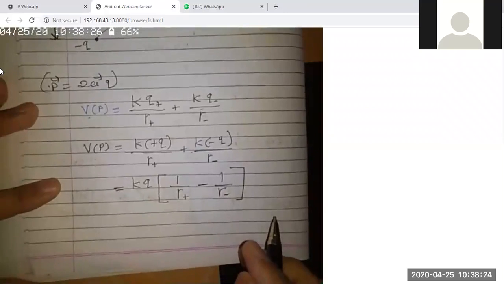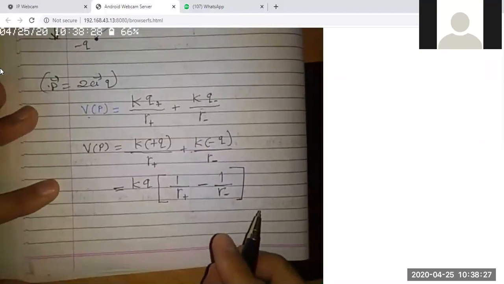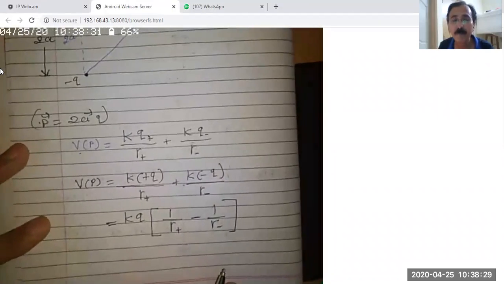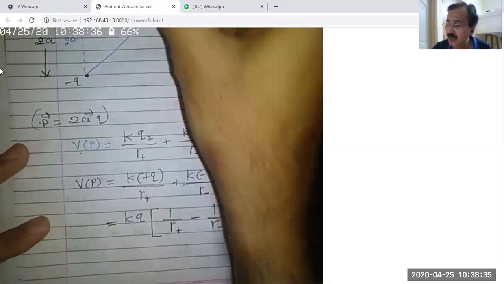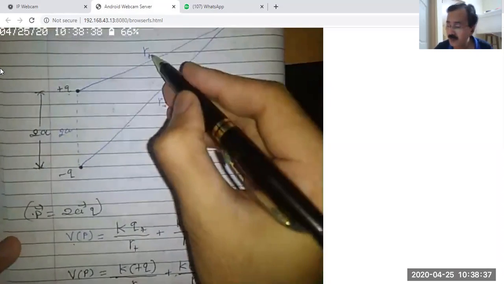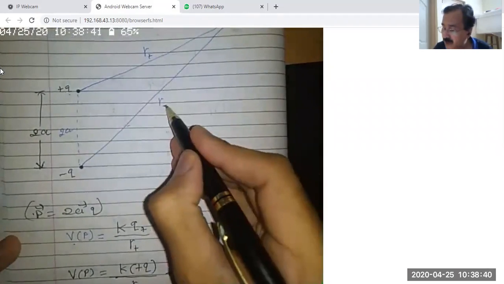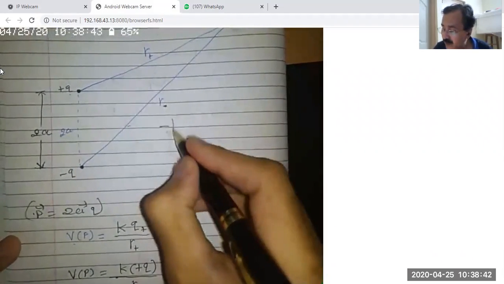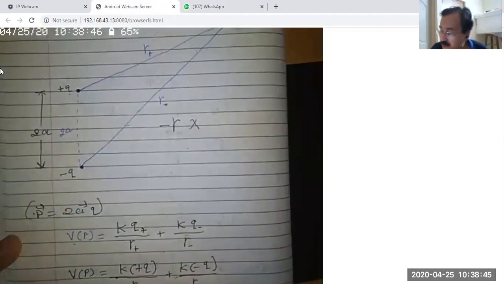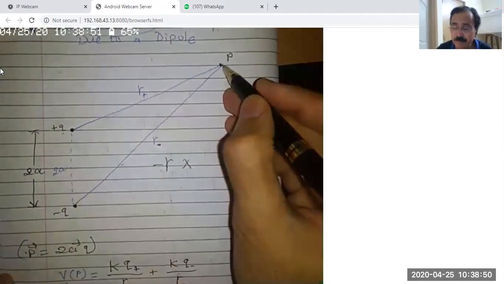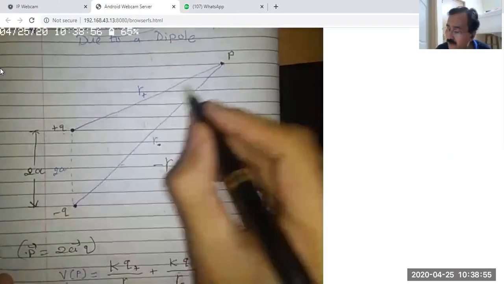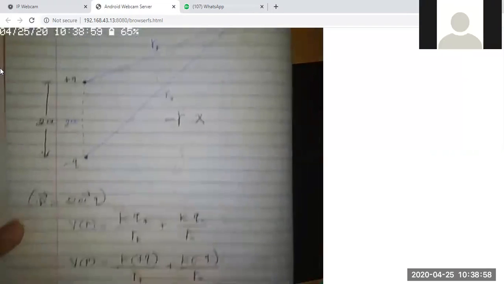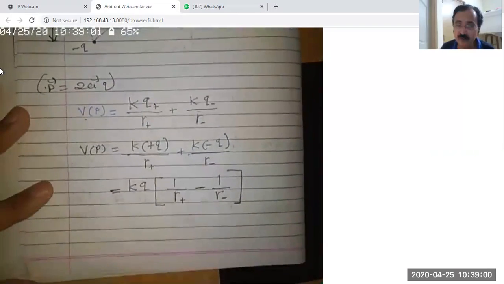Sir, both are minus, so won't it become positive? Which one is negative? R minus is also negative. R minus I'm only using to indicate the distance. I can write this as R1 and R2. So the minus sign I'm writing as a suffix. This is not minus R, that would be wrong. R minus means the distance of the negative charge to the given point P. R plus means the distance of plus Q. It is only a distance indicator. Are you clear now?